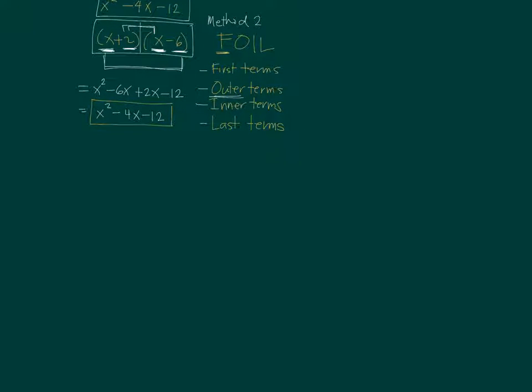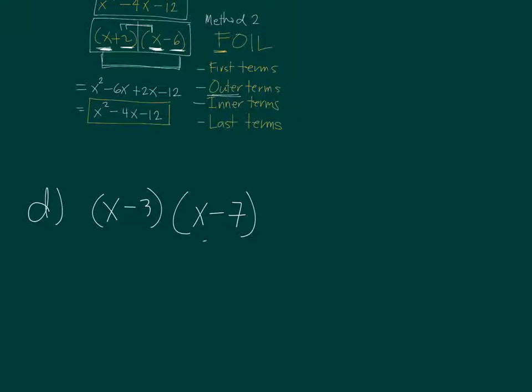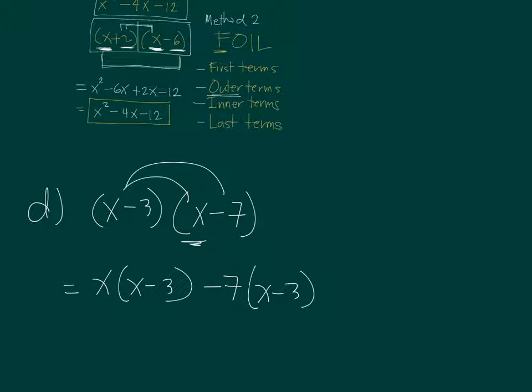We have letter D, so we have to expand x minus 3 and then x minus 7. Okay, so for now, let's use one method. Let's apply the distributive law for this. So we have x, so x will get an x minus 3, and then minus 7 will be multiplied to x minus 3 as well. Okay, so x times x minus 3 minus 7 times x minus 3.